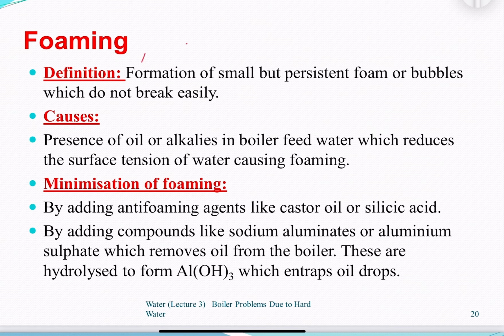There is another problem which is carryover. Carryover means when the water droplets carry salts with them, that is called carryover. So when priming is prevented, foaming is prevented, then automatically this problem of carryover will also be prevented.